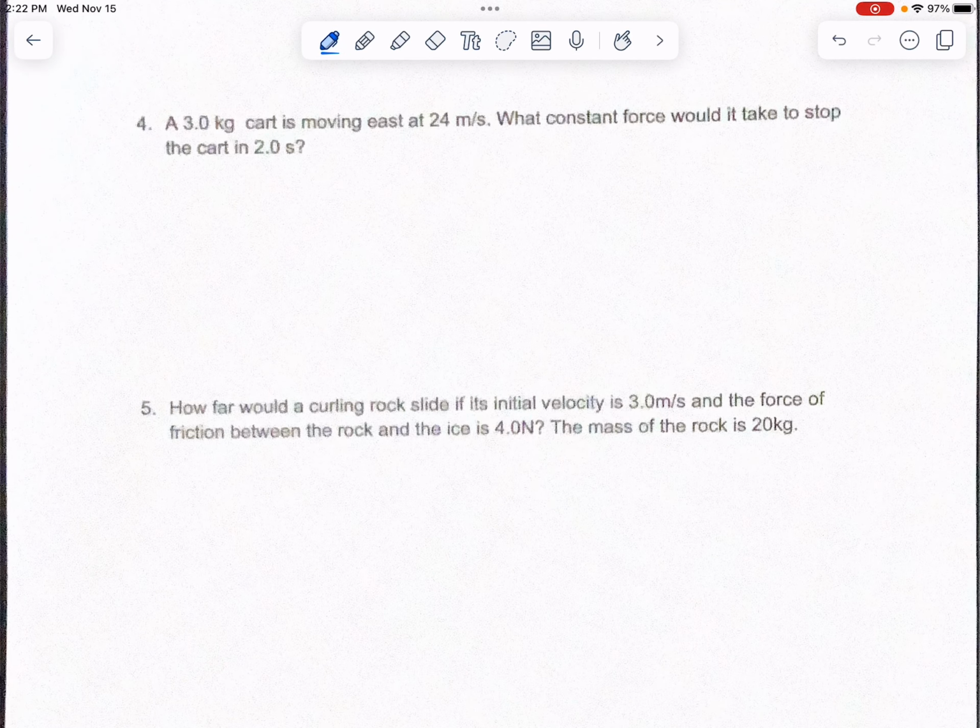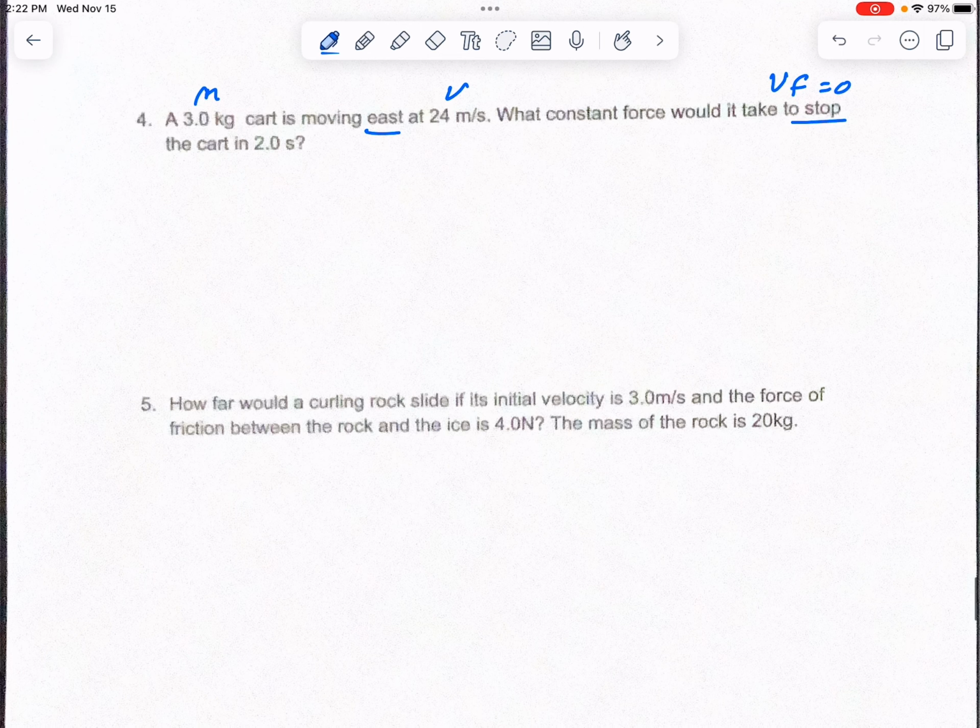So we have a 3 kilogram cart that is moving east at 24 meters per second. So I have a direction and I have a velocity. We don't know what it is yet, could be final, could be initial. What constant force would it take to stop the cart in 2 seconds? Stopping is a phrase you've got to make sure you're looking out for. That means VF is going to be 0, which makes this 24 VI. That means you're looking for force, and I gave you time.